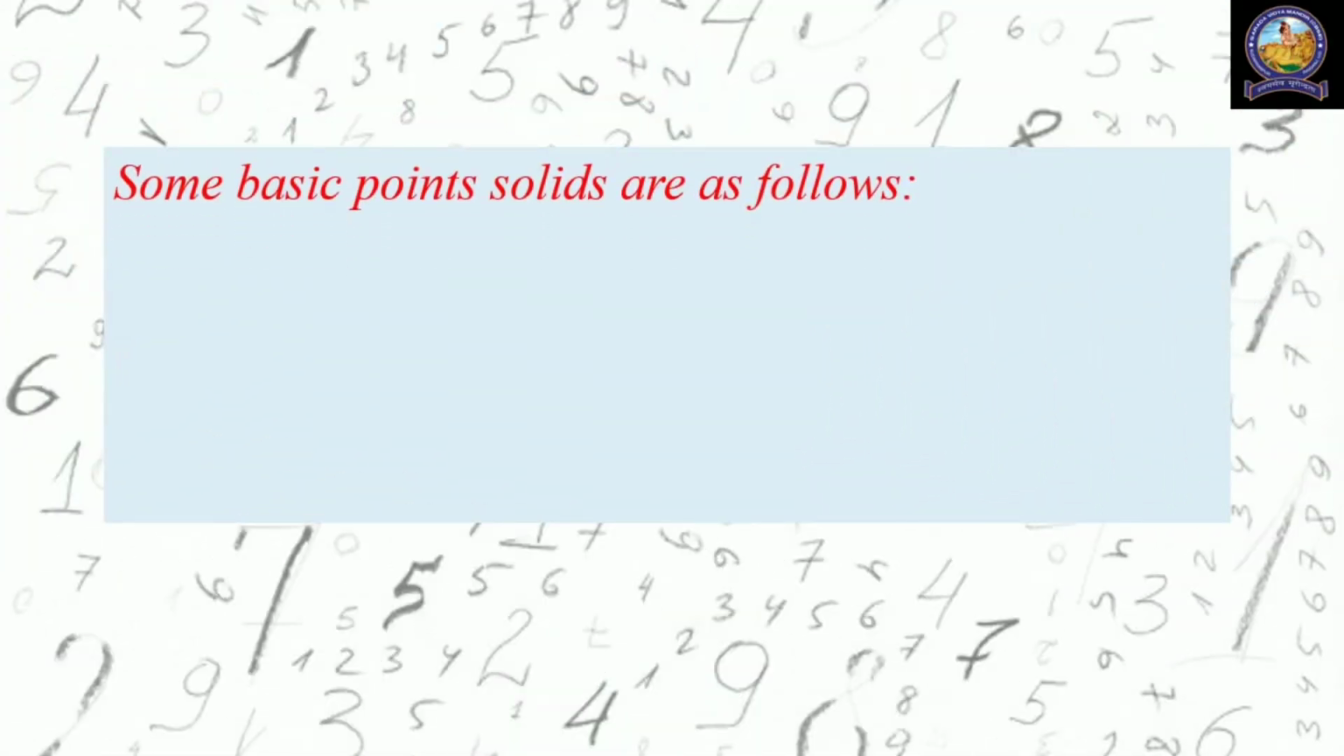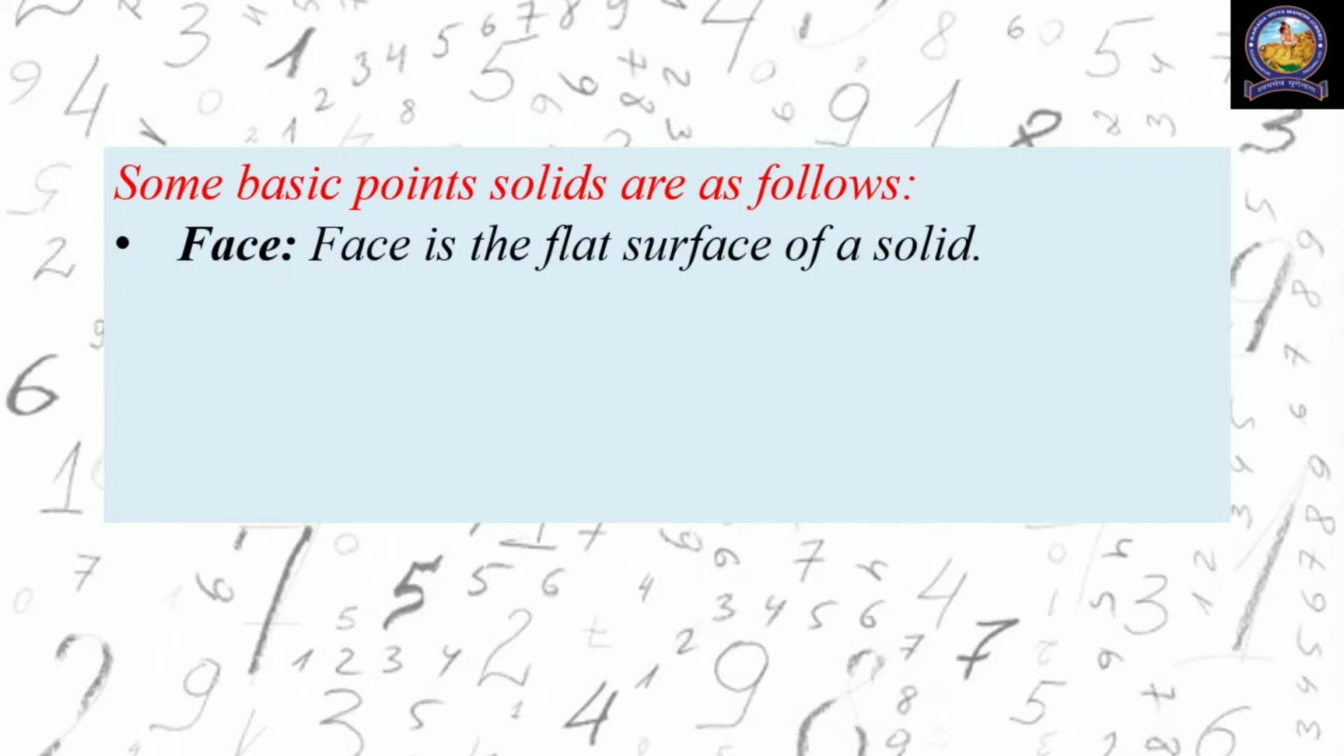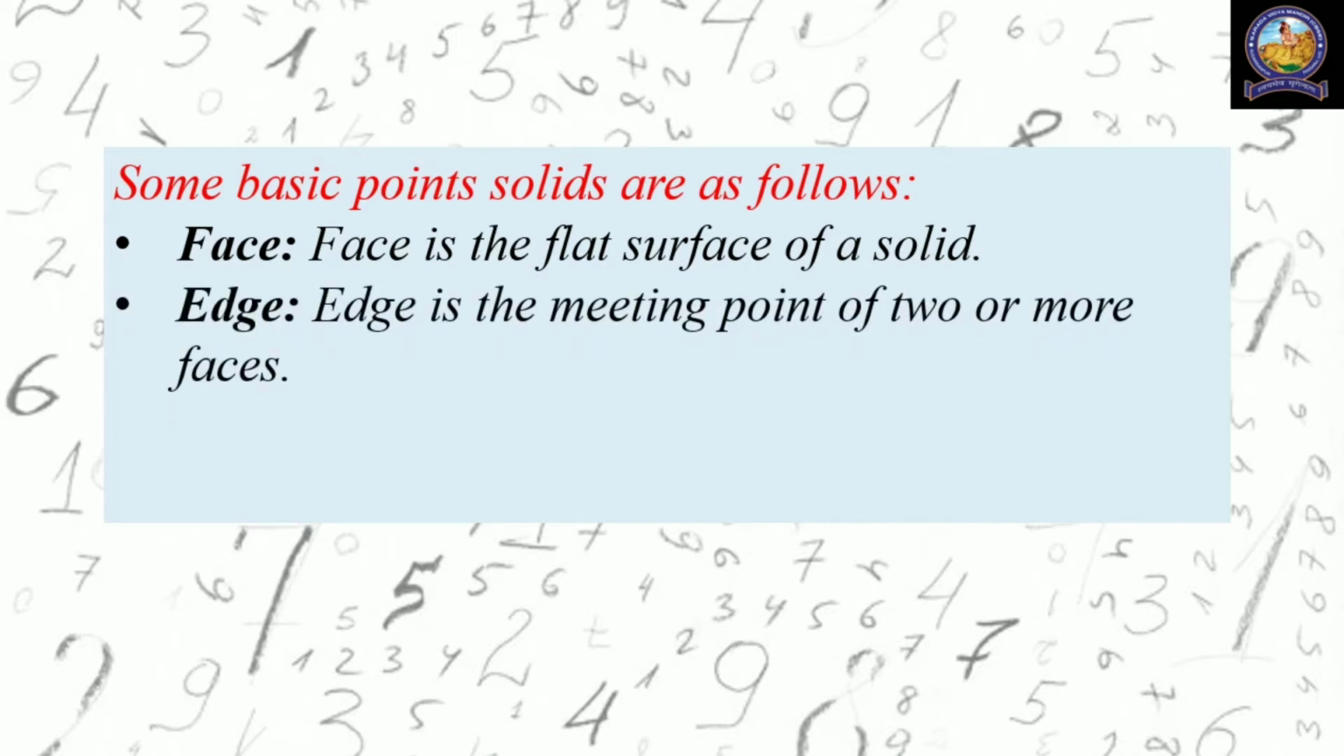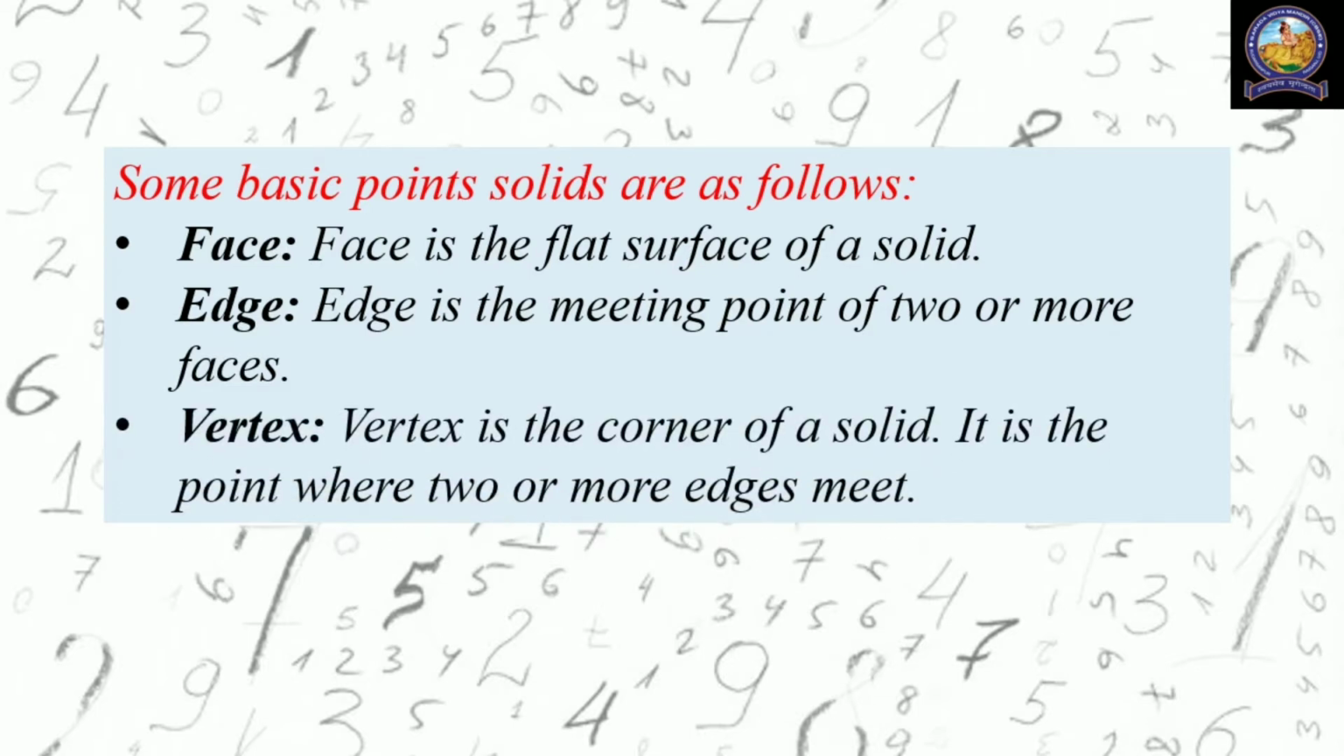Some basic points of solids are as follows. Face. Face is the flat surface of a solid. Edge is the meeting line of two or more faces. Vertex is the corner of a solid. It is the point where two or more edges meet.